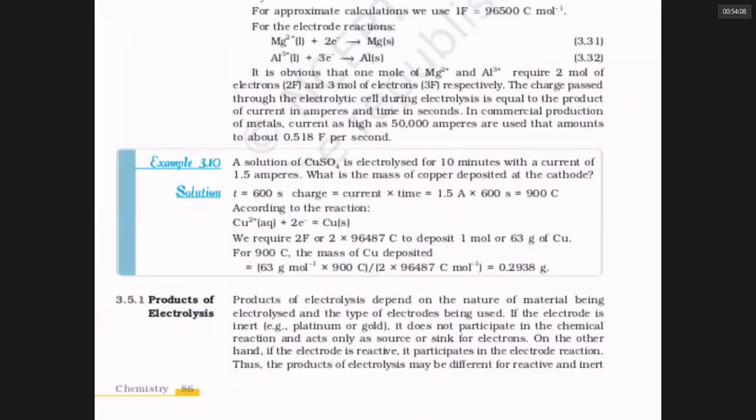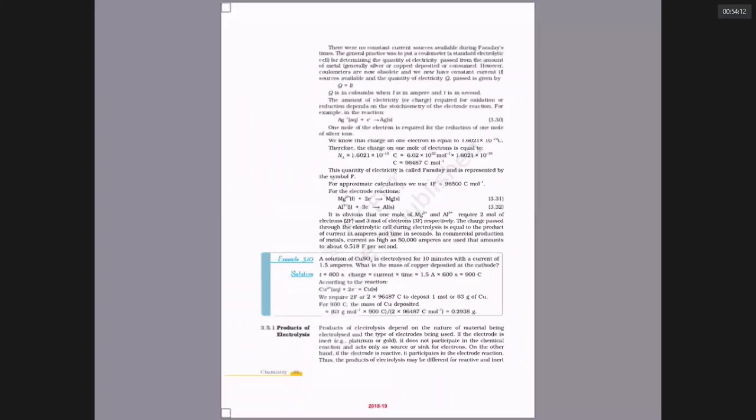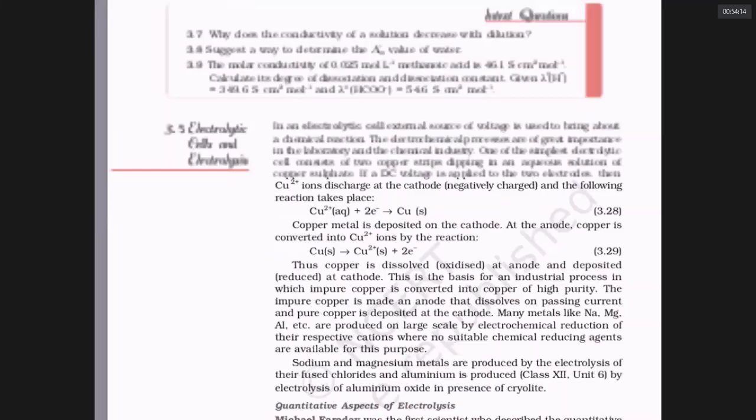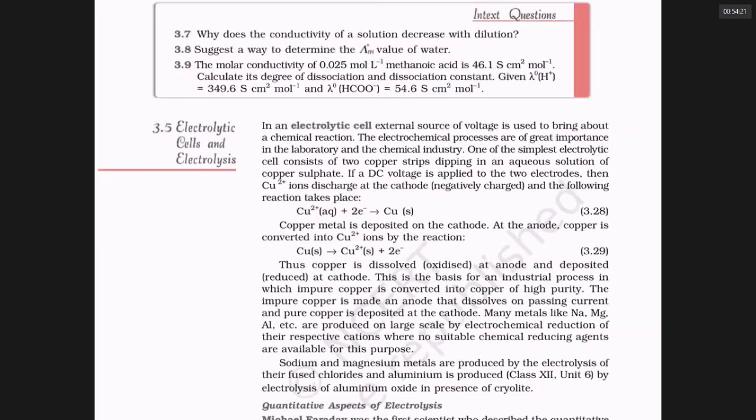So up to this point you read, sir. 3.5.1. If possible, you start here. For 3.5, go to the end of the book. All your doubts you write down on a piece of paper, we will discuss. This takes about 1.5 hours to 2 hours. 3.5 to the end of the book.